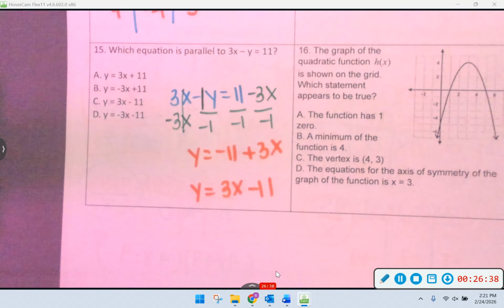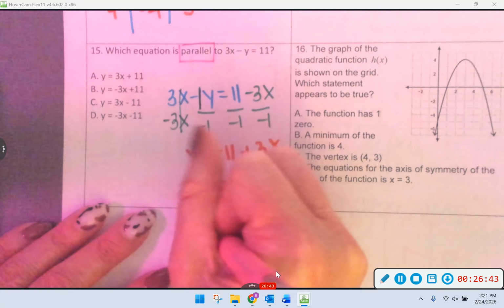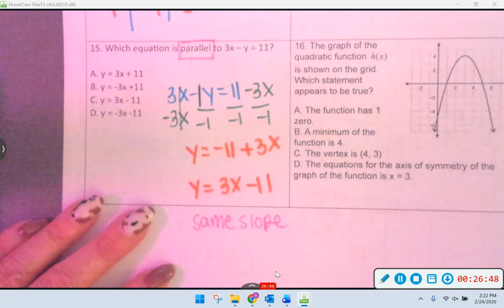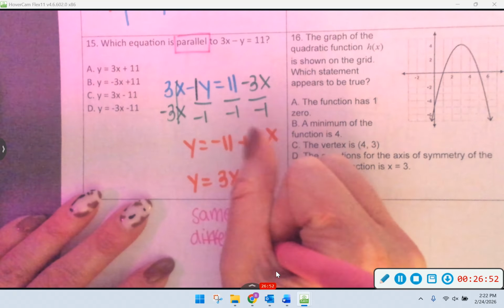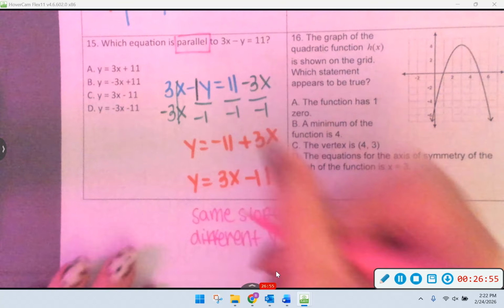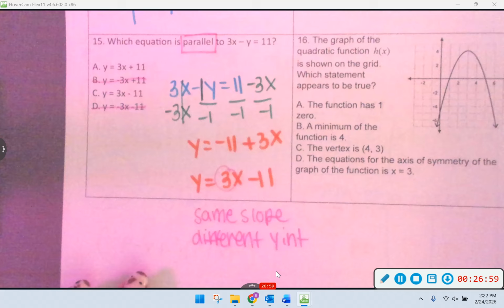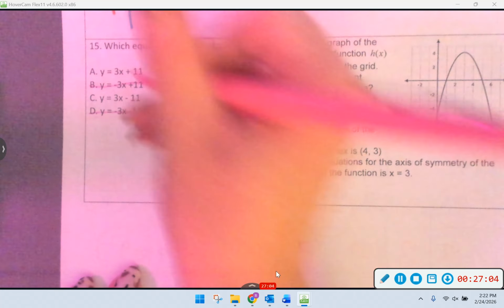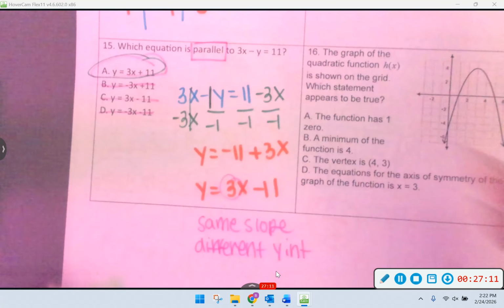All right, but we have a key word. My key word is parallel. Parallel means same slope, but different y-intercepts. So we know the slope has to be 3. So I'm going to cross off B and cross off D. Now you want to circle C because that's the slope-intercept form, but it has to have a different y-intercept. So the parallel line is going to be A. Please pay attention to that because that's what happened last year. People got it wrong because they weren't paying attention.